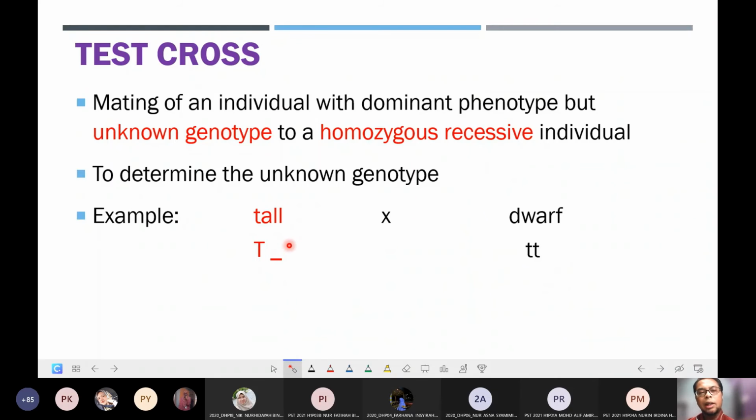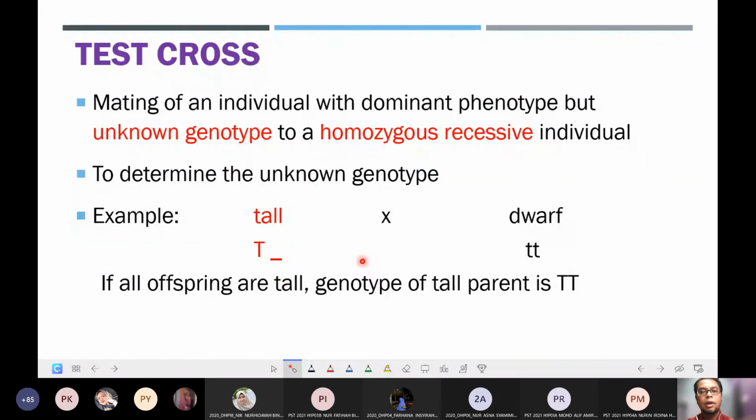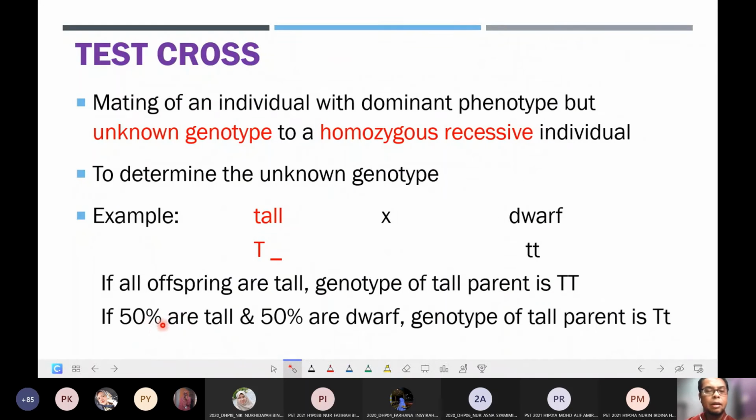And how can we determine this unknown genotype? We can determine this by observing the offspring, the result of the test cross. So when we do this test cross, we will get the offspring, generasi anak. We observe the offspring, and if all of the offspring are tall plants, then we can conclude that the genotype of this tall parent is homozygous dominant, capital T. If 50% of the offspring are tall plants and another 50% are dwarf plants ataupun short plants, then we can conclude that the genotype over here for this tall parent will be heterozygous, capital T, small t.